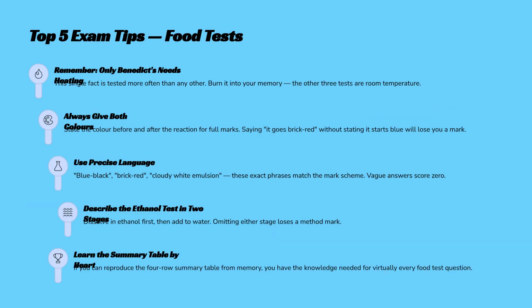Here are 5 final exam tips. Benedict's is the only test requiring heat. Always state both the starting and ending colors. Use precise scientific language like brick red or cloudy white emulsion. Describe the 2-stage ethanol test clearly. And finally, memorize your summary table completely.